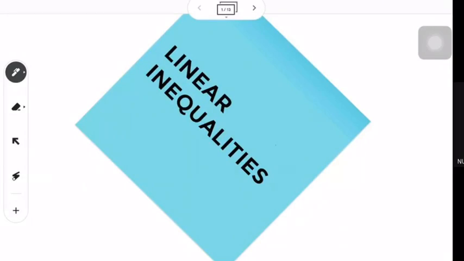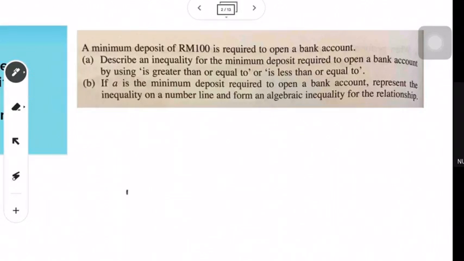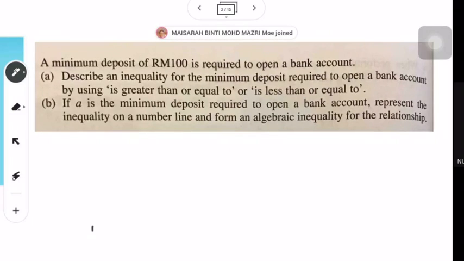Okay, Bismillahirrahmanirrahim. Linear inequalities. Last week we learned about inequalities: what inequalities are and what symbols are used to represent them. Today we go into linear inequalities. First, let us see this situation. A situation is given to you. A minimum deposit of 100 is required to open a bank account.